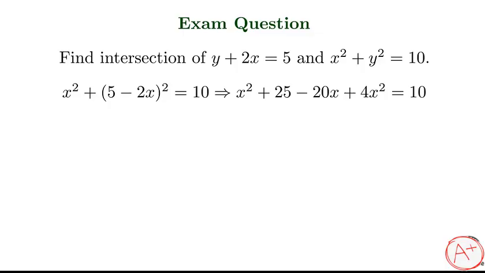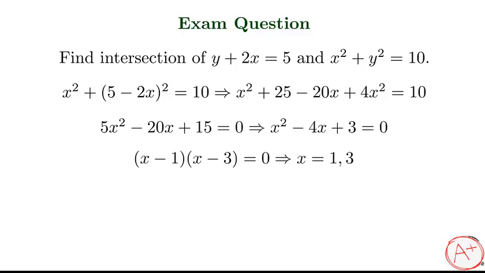Squaring 5 minus 2x gives 25 minus 20x, plus 4x squared. Combining terms, we get 5x squared minus 20x, plus 15 equals 0. Factorizing x squared minus 4x plus 3, we find x equals 1 or x equals 3. Substituting back into y equals 5 minus 2x, we get the points (1, 3) and (3, -1).